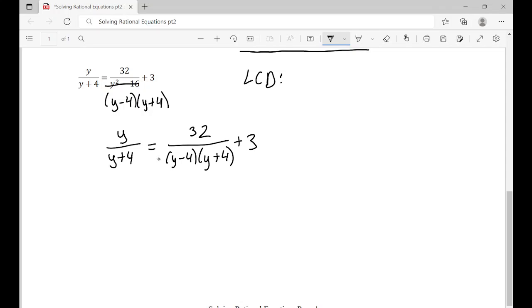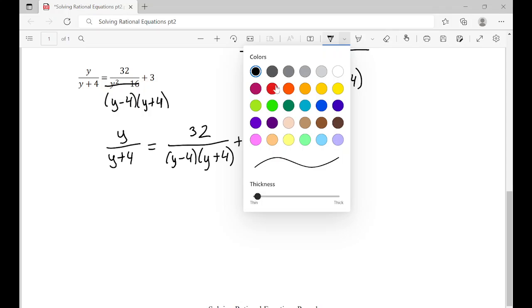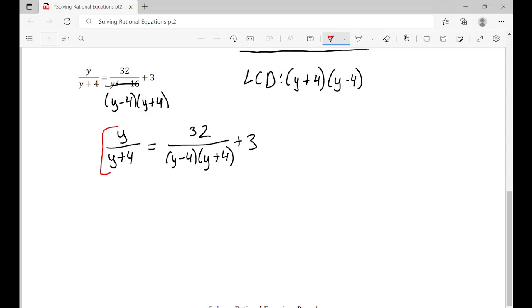And now I look for my LCD, and I see that I have a y plus 4 in 2 of the fractions. But I also have a y minus 4, so I'm going to need that as well. And now I'm going to multiply everything in the equation by my LCD of y plus 4 and y minus 4. So y plus 4 here will cancel out with this y plus 4 here. And so now I'm going to distribute the y minus 4 to the y, and I'm going to get y minus 4.